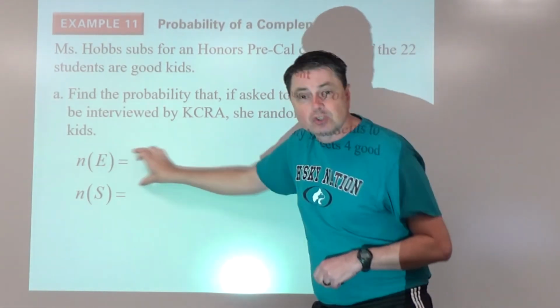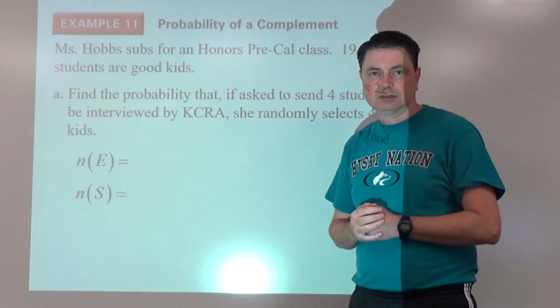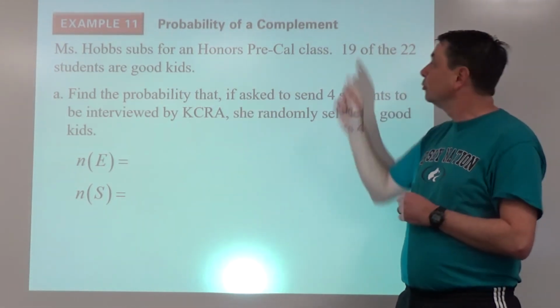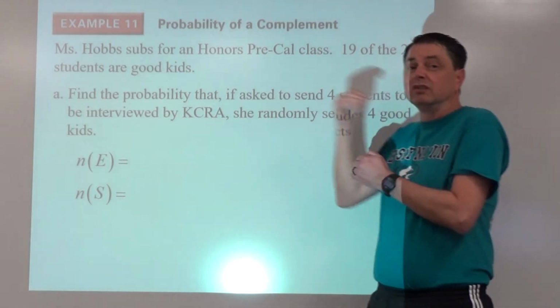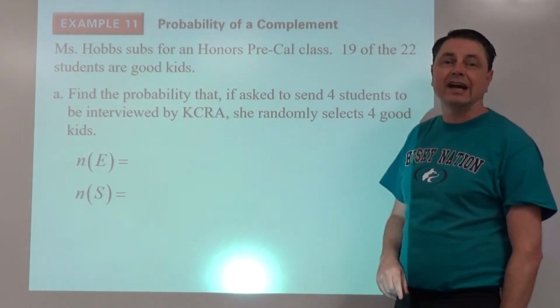So, got to choose good kids. So we're going to choose 4 from how many? Well, it's not the 22 because they're not all good. The 19 are good. So we have to choose the 4 from those 19. That's the number or the size of our event.